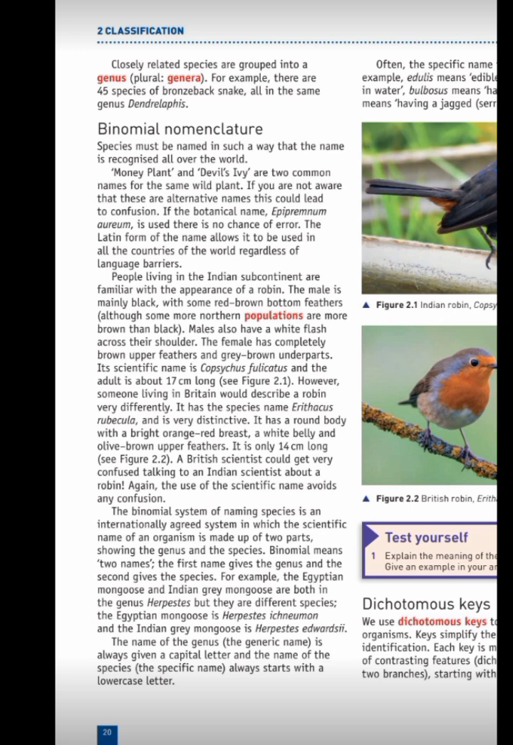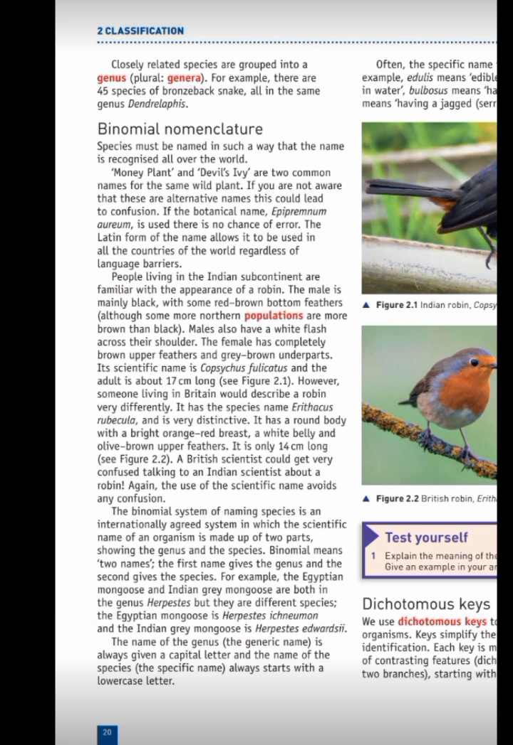Binomial nomenclature is an internationally agreed system of naming species. The word binomial means two names. Okay, bi means two, nomial means name. Each organism is given a scientific name made of two parts. Like two names, binomial means two names, so two parts. The first is the genus name and the second is the species name.